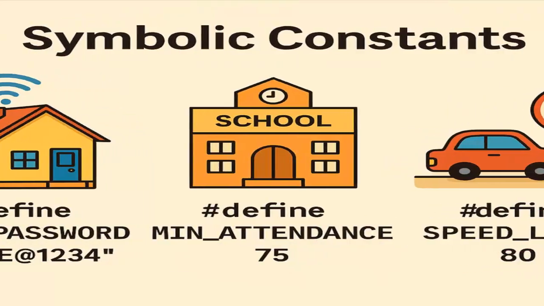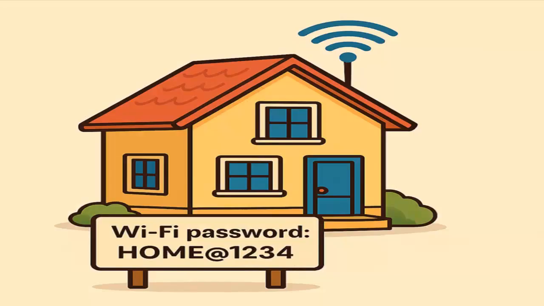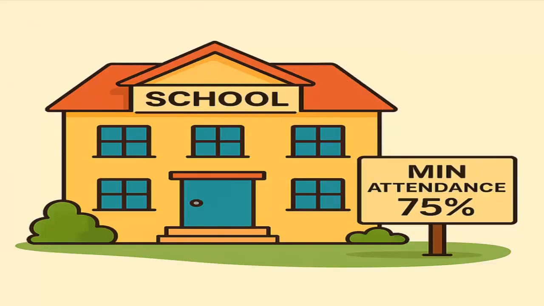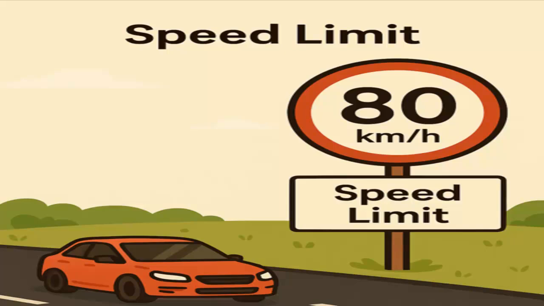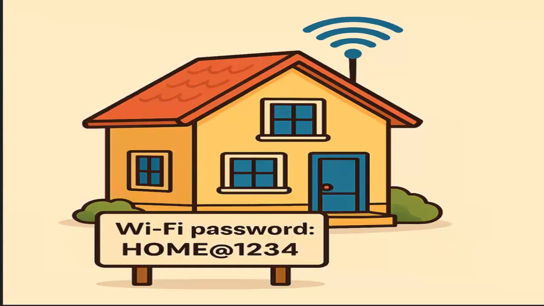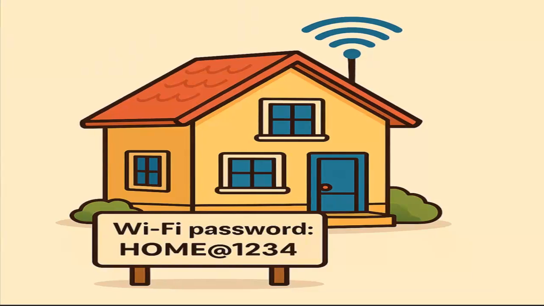Let's take multiple examples. Think of your house. Every house has some rules that never change, right? The Wi-Fi password is fixed by the owner. That is not changed frequently. Everyone can use it, but nobody can change it. Same in college, the minimum attendance is fixed at 75%. Students cannot reduce it to 50%, right? On the highway, the speed limit is fixed, let's say 80 km per hour. You cannot change it while driving. These are permanent values. In the same way, in C programming, symbolic constants are like permanent rules inside your program.